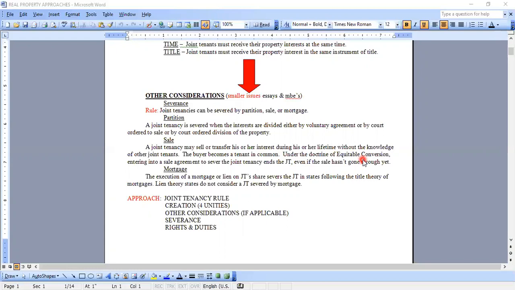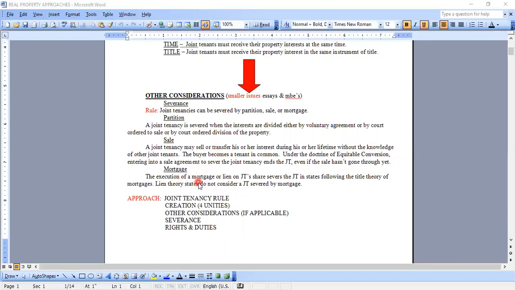So equitable conversion, now it's in the buyer's hands, which now ends the joint tenancy. Okay, so even if the sale hasn't gone through yet, just the fact that they signed that agreement, now it's in the buyer's hands, now the joint tenancy is destroyed. Now tenant 2 does not have right of survivorship, or tenant 1 does not have right of survivorship. It's destroyed, it's gone, it turns into a TIC now, tenant in common with the new person.